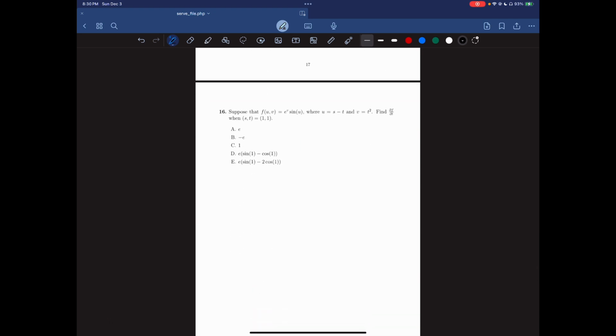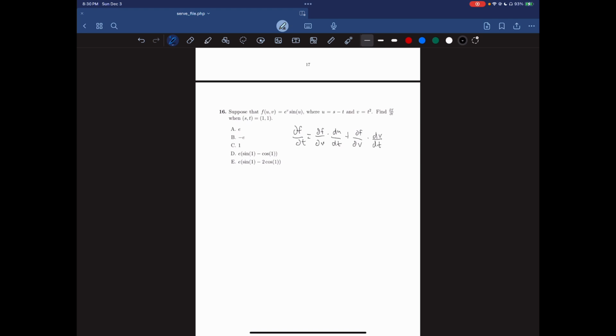Number 16, suppose that f of u, v equals e to the v sine u, where u equals s minus t and v equals t squared. Find df dt when s, t equals 1, 1. Okay, you know this is going to be a chain rule type problem, so we know del f del t equals del f del u times du dt plus del f del v times dv dt.